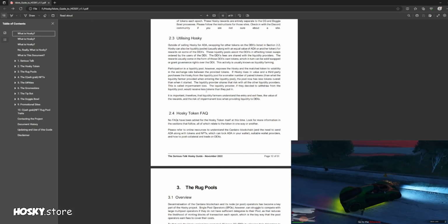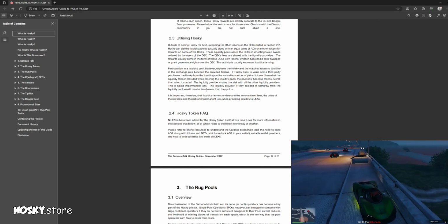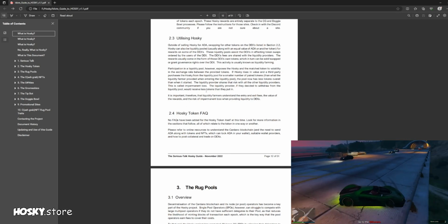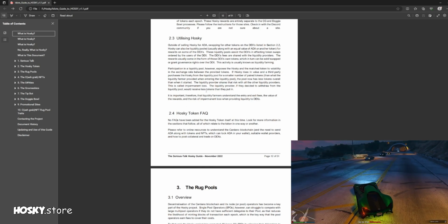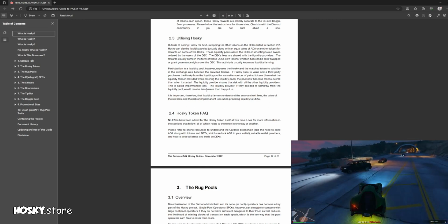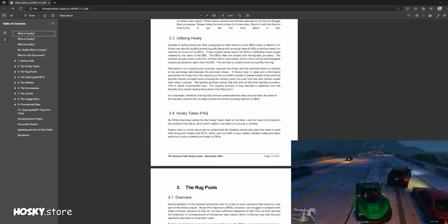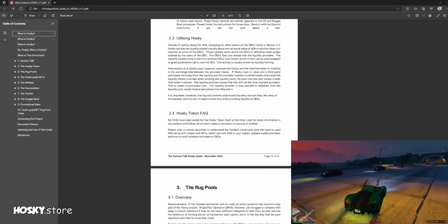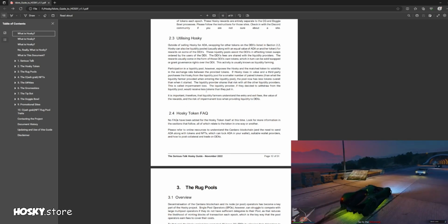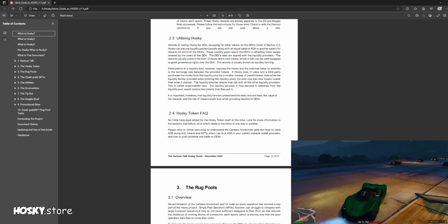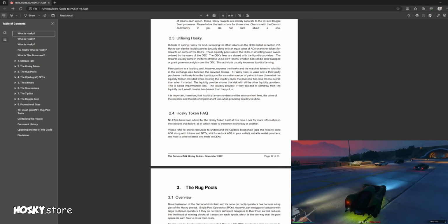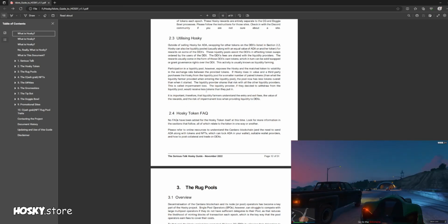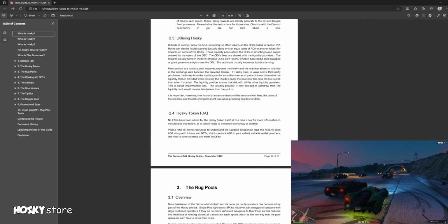2.4 Hosky Token FAQs. No FAQs have been added for the Hosky token itself at this time. Look for more information in the sections that follow, all of which relate to the token in one way or another. Please refer to online resources to understand the Cardano blockchain and the need to send ADA along with tokens and NFTs, which can lock ADA in your wallet. Suitable wallet providers and how to post collateral and trade on DEXs.